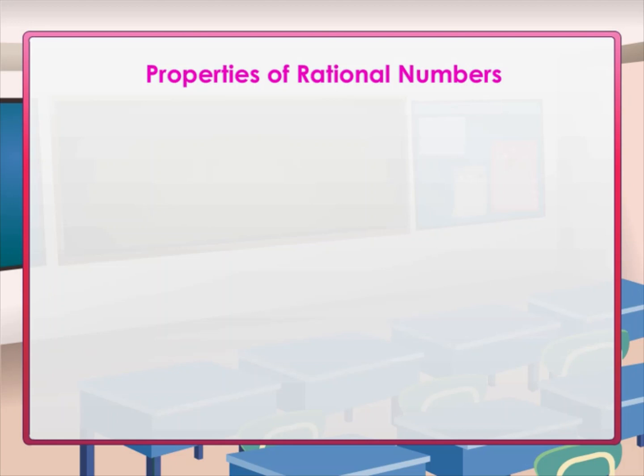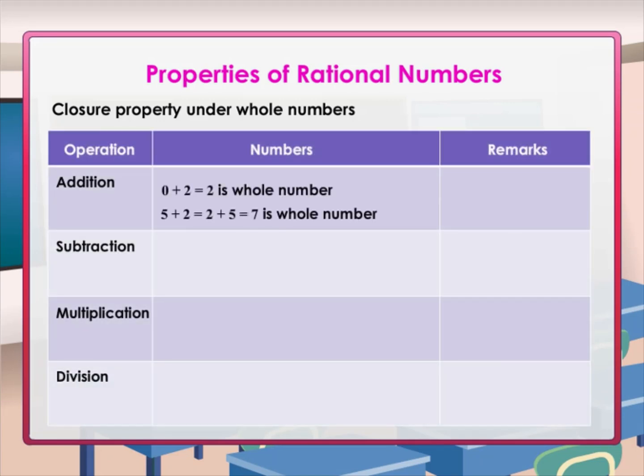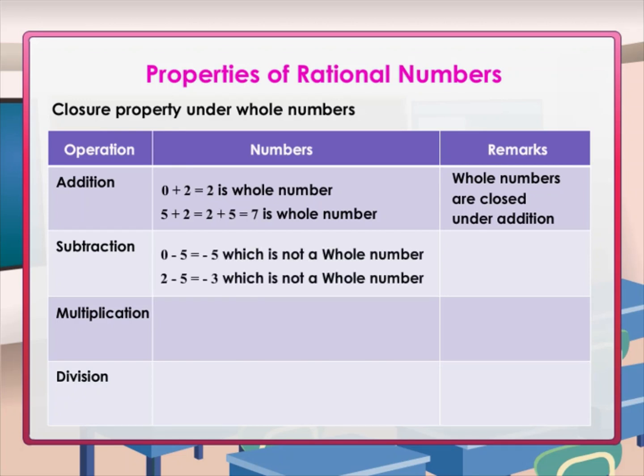Properties of rational numbers. Let us first discuss the closure property under whole numbers. Addition under whole numbers: 0 plus 2 is equal to 2, which is a whole number. If we add two whole numbers, 5 and 2, again we get the whole number 7. Whole numbers are closed under addition. In subtraction, 0 minus 5 is equal to minus 5, which is not a whole number. If we subtract two whole numbers, say 2 minus 5, we get the integer minus 3, which is not a whole number. Whole numbers are not closed under subtraction.